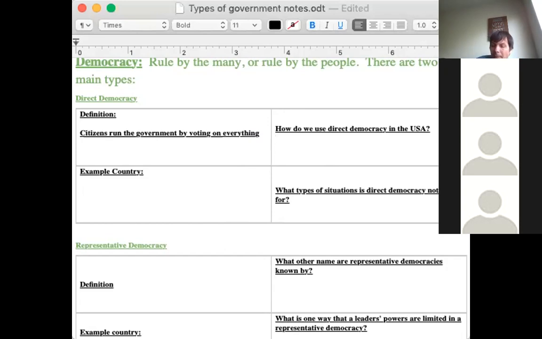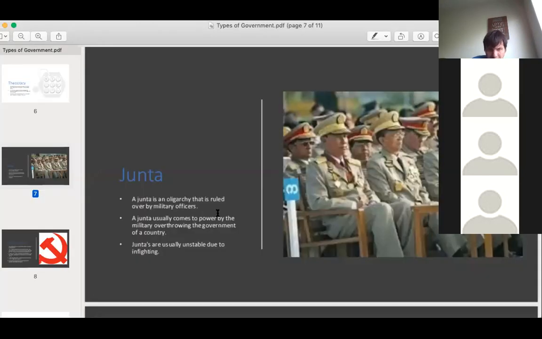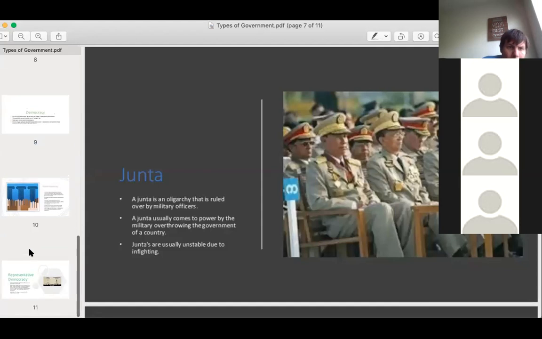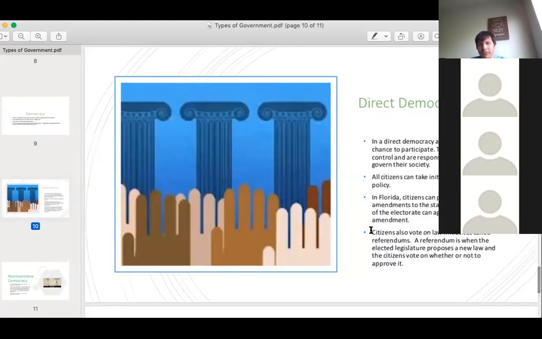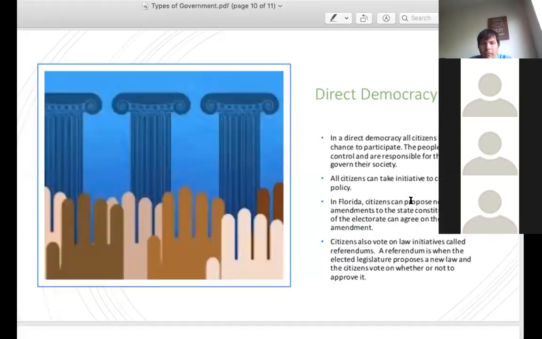Do you know what a referendum is? I think I actually put that on the slideshow, didn't I? Let me pull it up. I think so. I'm old. You did. I'm looking at it right now. Okay, Miss Kylie, what does it say here? Do you want me to read the whole thing or just the referendum? Read the whole thing.